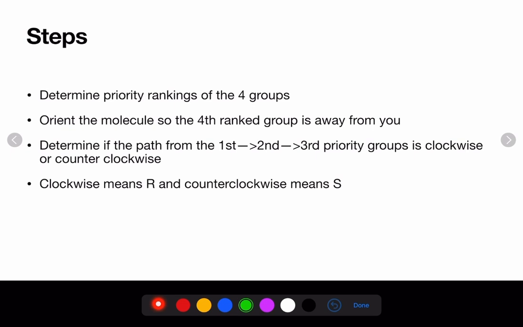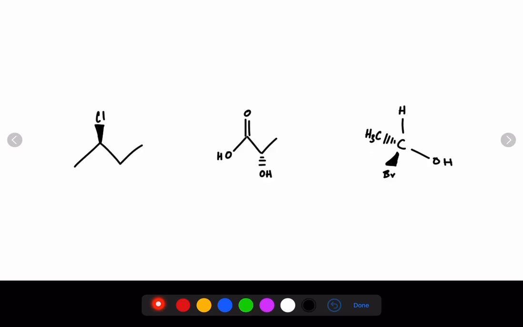Let's do some further examples to explain this. I'm going to add in my implicit hydrogens to this first molecule and then determine the chiral atom.